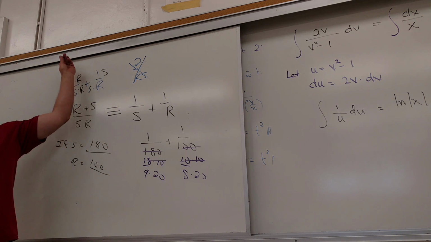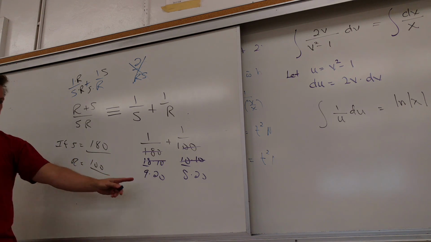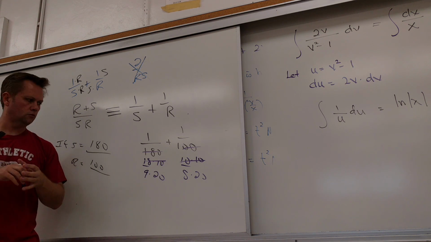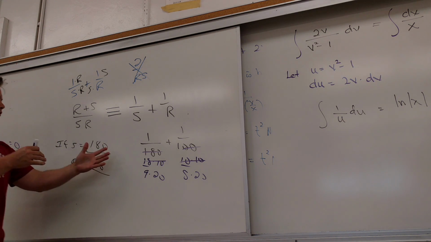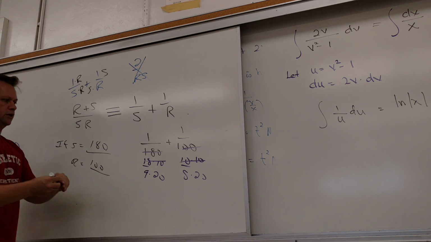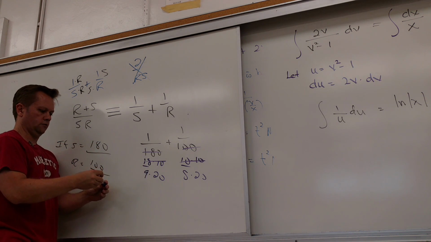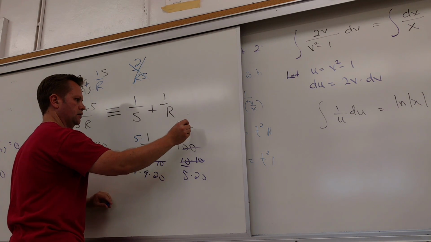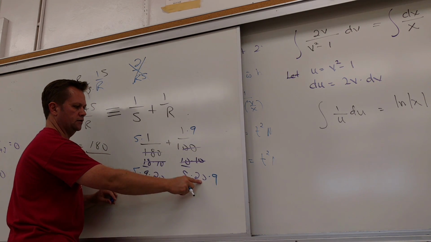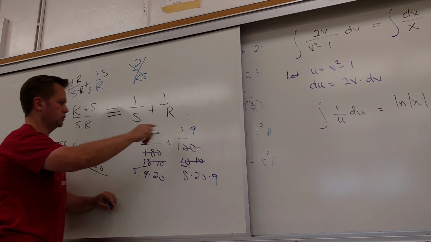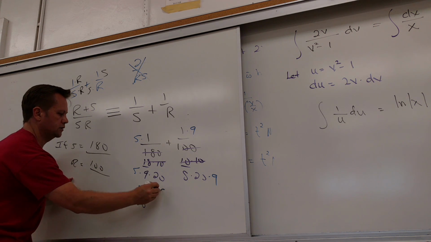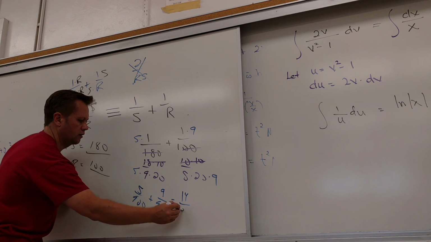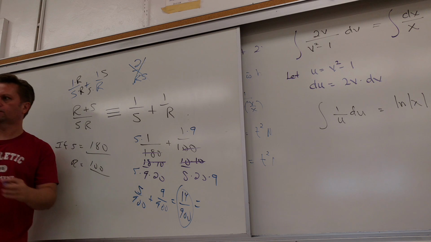But now you can do it just like we did these other ones. You can say, who's missing what? What is he missing? A 5. So you get 5, and this one's missing 9. 5 times 20 times 9 is 900. So you get 5 over 900 plus 9 over 900 is 14 over 900, which you can reduce.